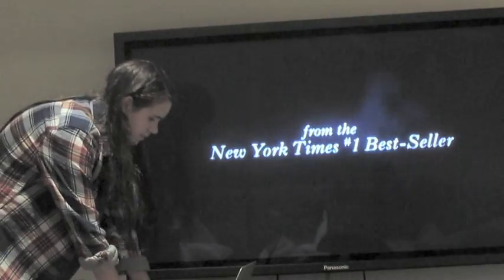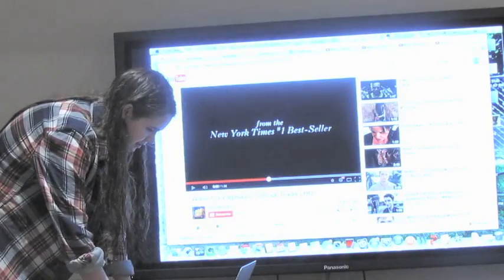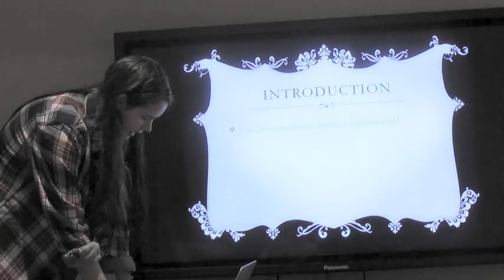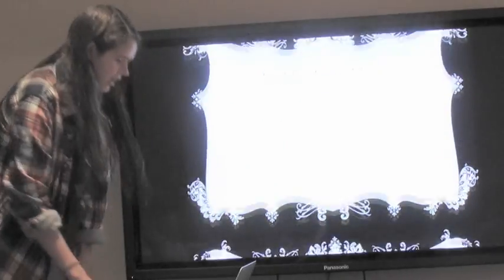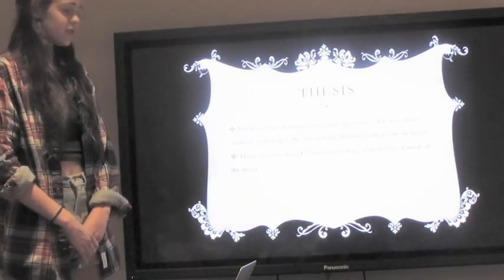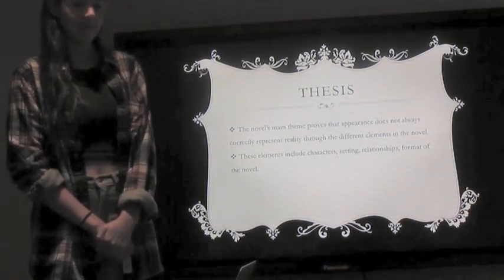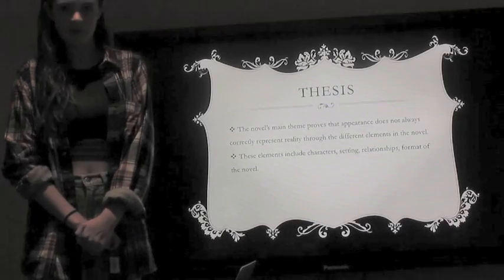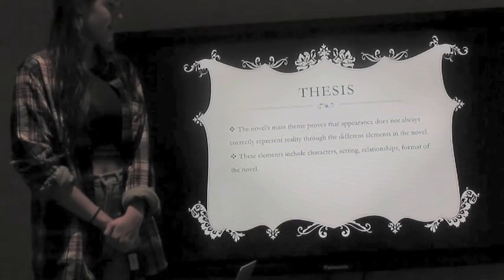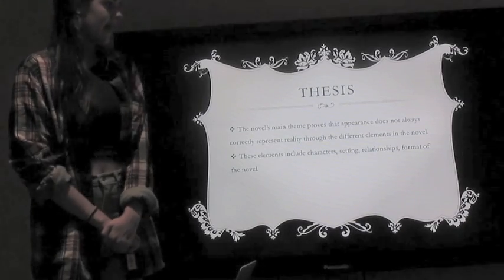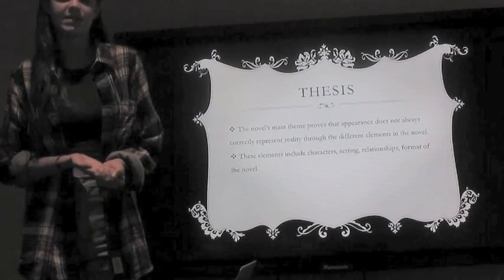Okay, so that just gives us a good idea of the general tone of the novel and also the movie, and just what it's about. So my thesis for this presentation is that the novel's main message and theme proves that appearance does not always correctly represent reality, and I show this through different elements in the novel.